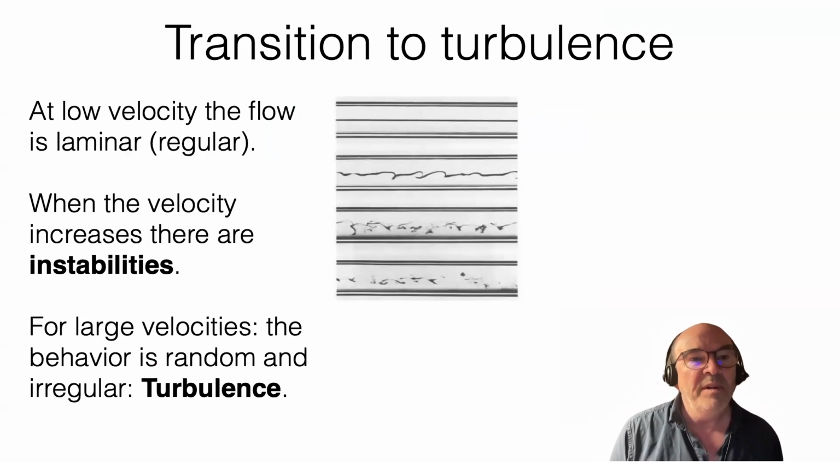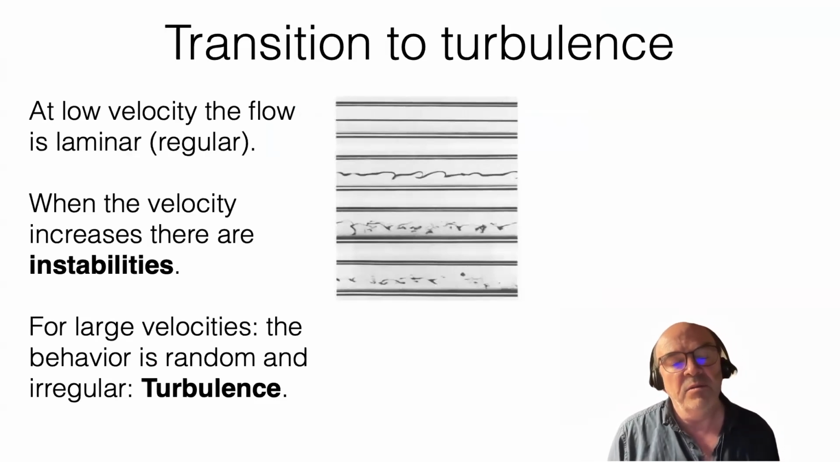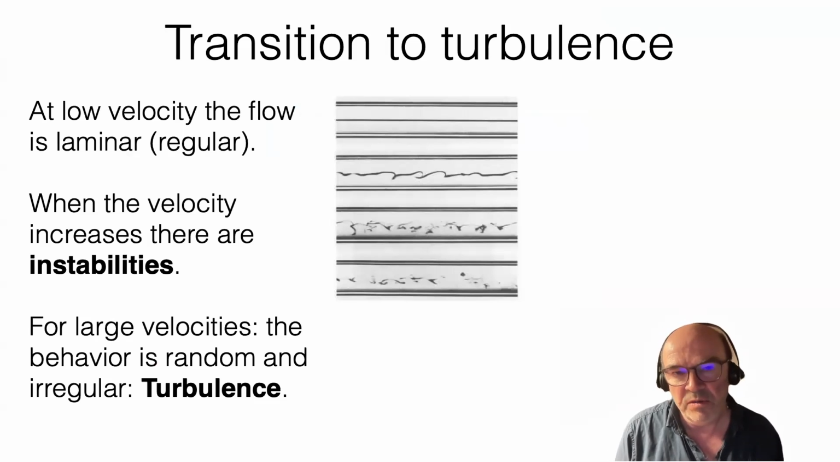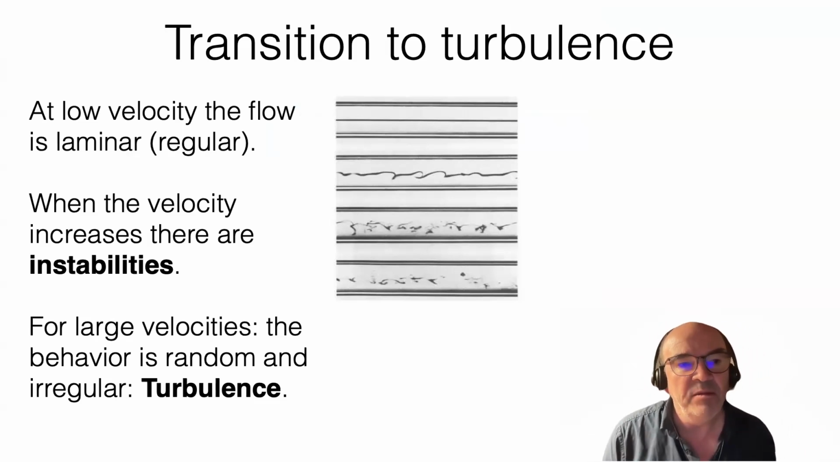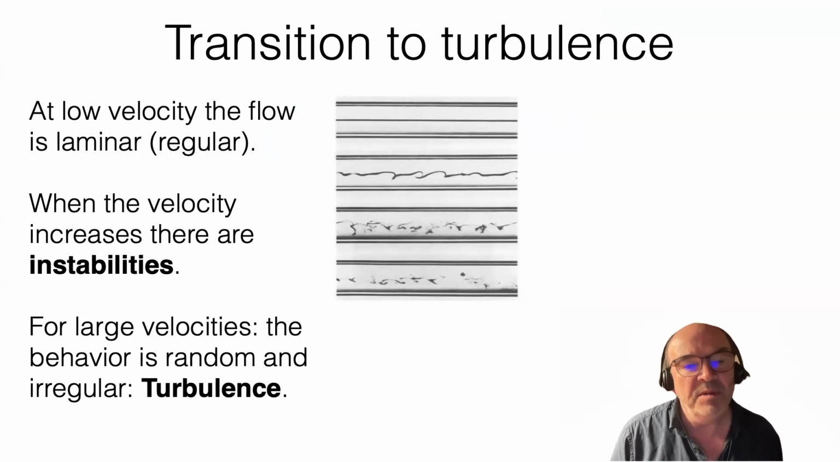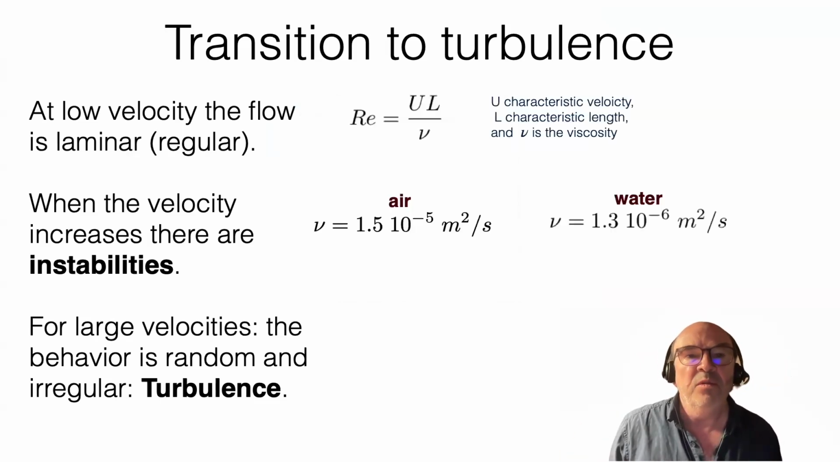At low velocity, Osborne Reynolds, a British researcher from the 19th century, found that the flow is laminar, meaning it's regular. Then if you increase the velocities, you obtain instabilities, and for large velocities, the behavior becomes turbulent. So the Reynolds number was proposed in order to quantify the turbulence.